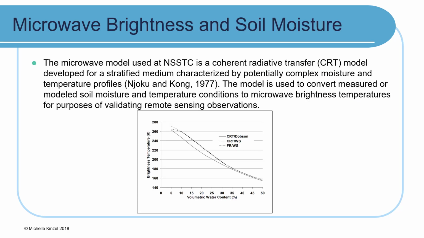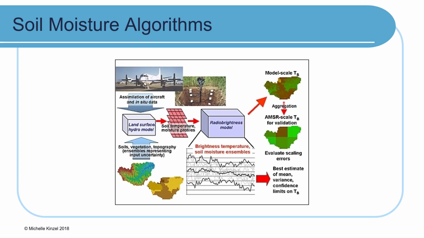An example of microwave brightness and soil moisture. Here we have a graph of volumetric water content that is graphed against brightness temperature. And this model is used to convert measured or modeled soil moisture and temperature conditions to microwave brightness temperatures, for the purpose of validating remote sensing observations.